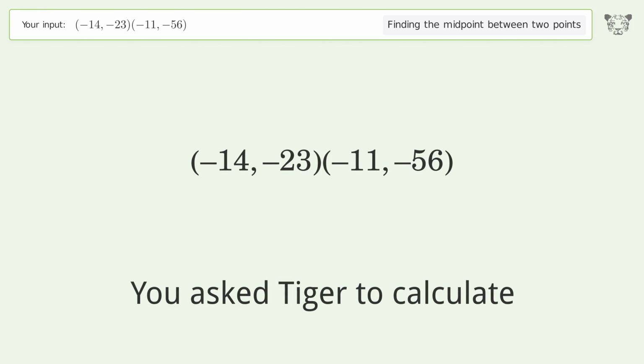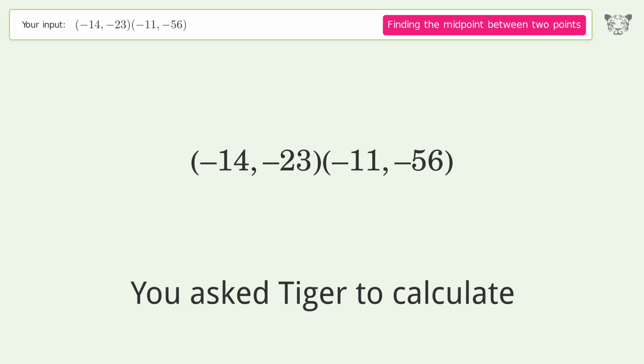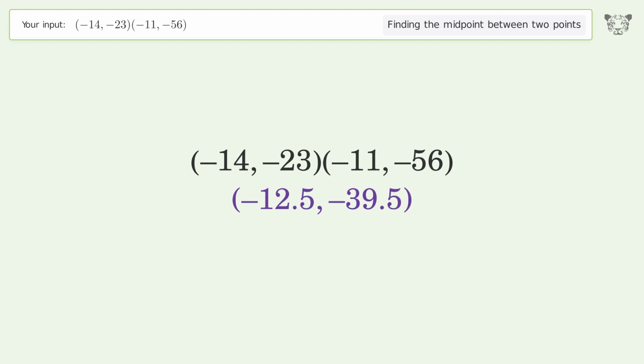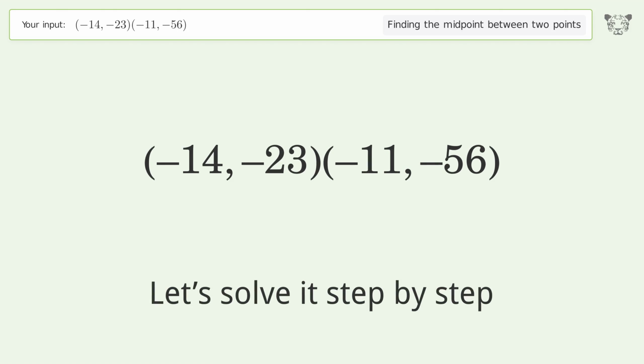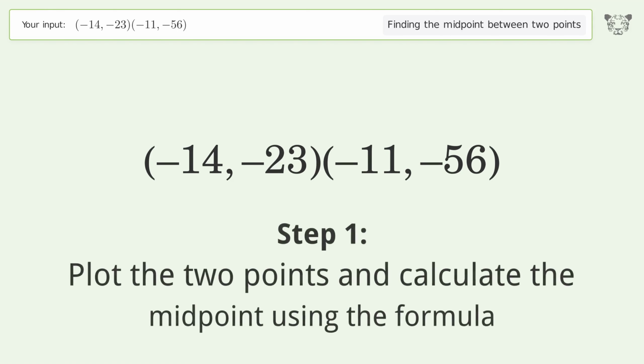You ask Tiger to calculate. This deals with finding the midpoint between 2 points. The midpoint between the 2 points is negative 12.5, negative 39.5. Let's solve it step by step. Plot the 2 points and calculate the midpoint using the formula.